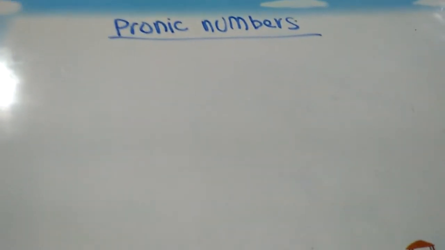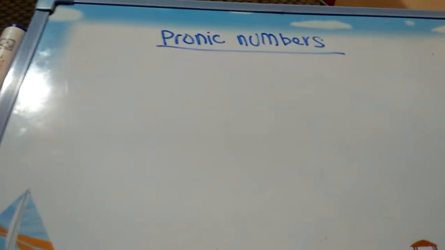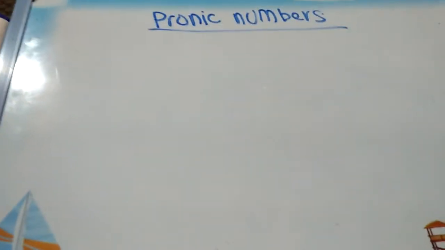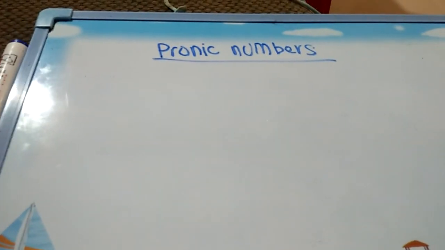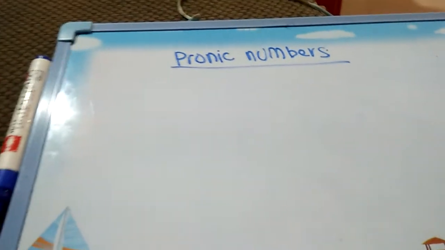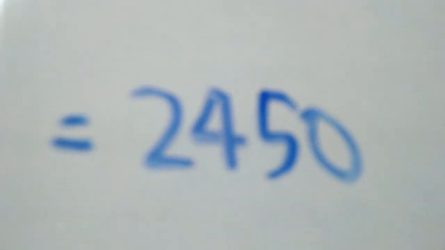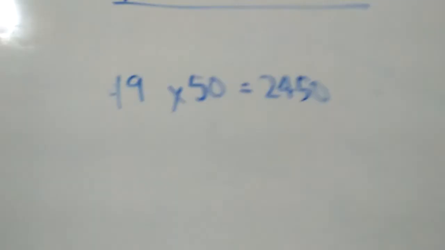Now, do you know 9,900 is the last 4-digit Pronic number? Well, 49 times 50 is 2,450. Here it has become Pronic.